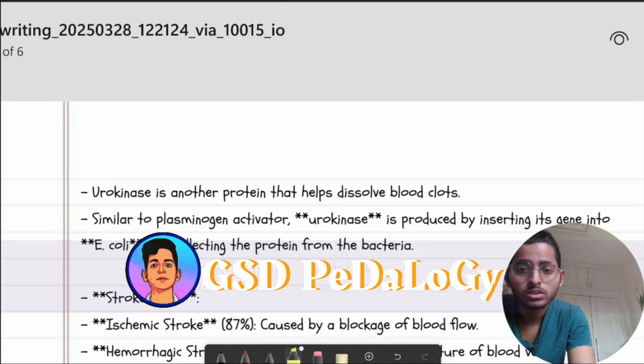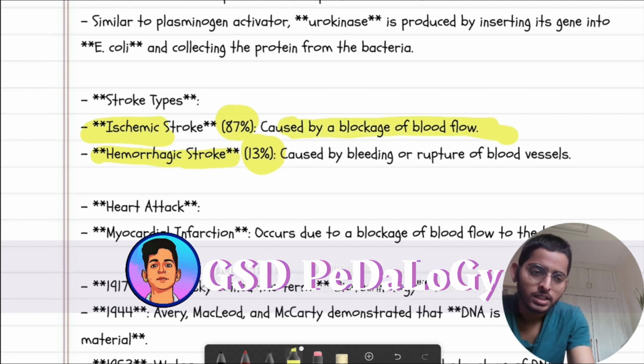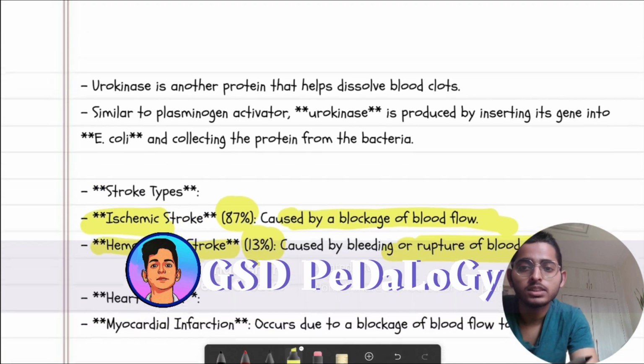Now there are strokes which are of two kinds. One is ischemic and another is hemorrhagic. So hemorrhagic is only 13%, the rest 87% is ischemic. This is caused by the blockage of the blood flow, which is the maximum case. And hemorrhagic is when there is something that ruptures. When blood vessels rupture, that is a hemorrhagic stroke.